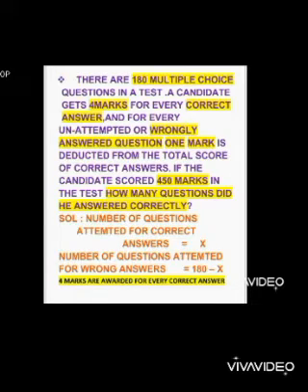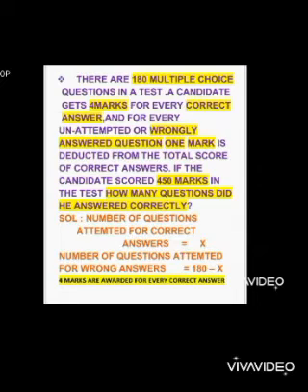Now, let us consider the number of questions attempted for correct answers is equal to x. Next, you have to find the number of questions attempted for wrong answers. From the total 180 questions, if you subtract the number of questions attempted for correct answers, you will get the number of questions attempted for wrong answers, which is equal to 180 minus x.